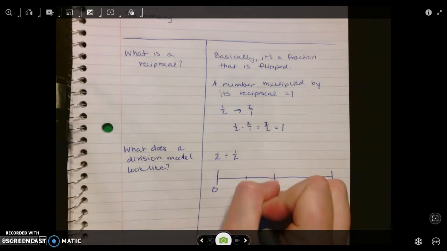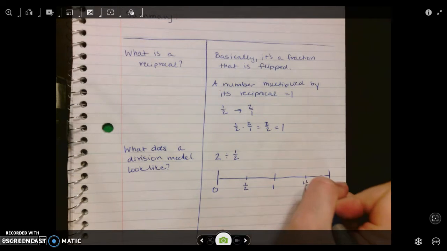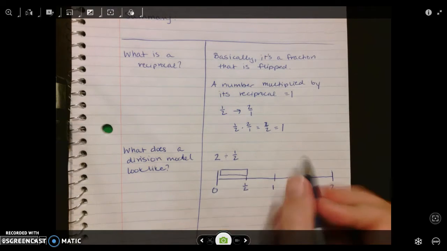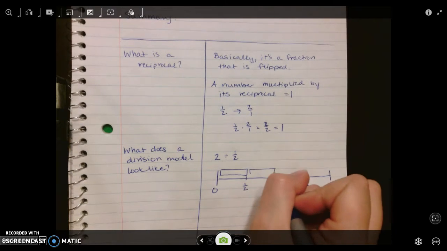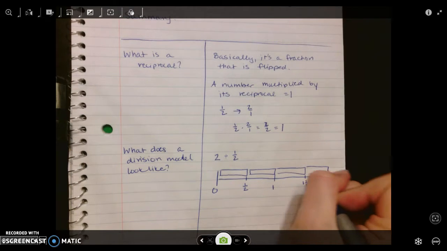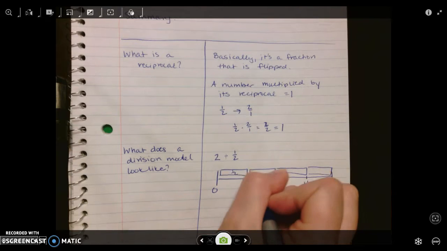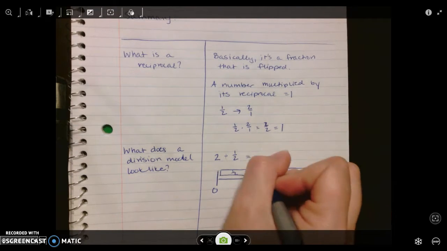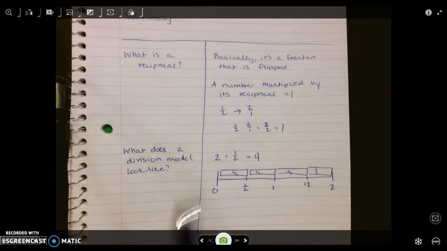Okay, well I know that that's 1/2. That's 1 and 1/2. Well, here's one group of 1/2. Here's another one. Here's another one. And then here's one more. And I can physically count. There's 1/2, 1/2, 1/2, and 1/2. So my answer would be 4. So that's what the model looks like. And that's generally what we're doing.